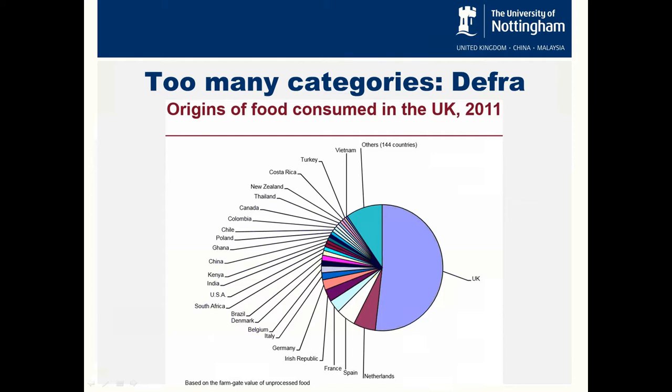Too many categories. This is another government report. DEFRA provide a wealth of examples of how not to use pie charts. This is incredibly confusing. When you have wedges as narrow as, for example, Turkey and Vietnam, the only point that we can take from this is that the UK consumes about half of its food from domestic production and the other half is imported. But that's not a good pie chart.